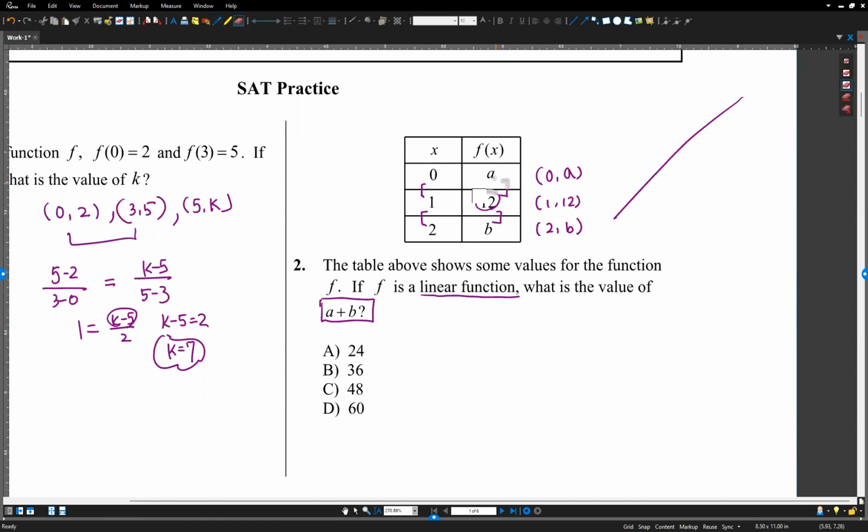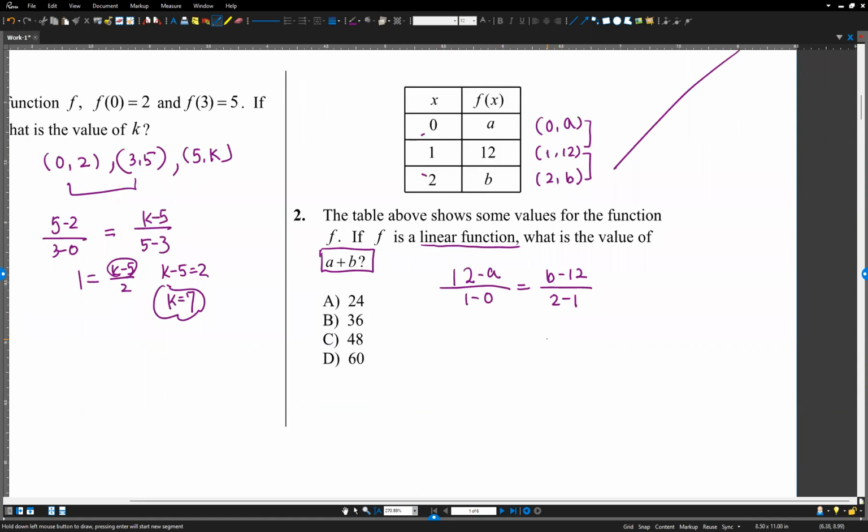It is a function, right? Now I'm going to this one. These two points give the slope: 12 minus a over 1 minus 0. That must be equal to b minus 12 over 2 minus 1. That's the slope between 2 points. From the equation, can you see a plus b? 12 minus a equals b minus 12. From here, how can you find a plus b?